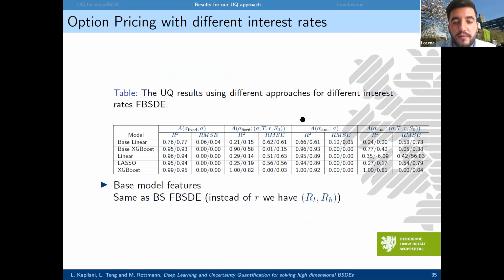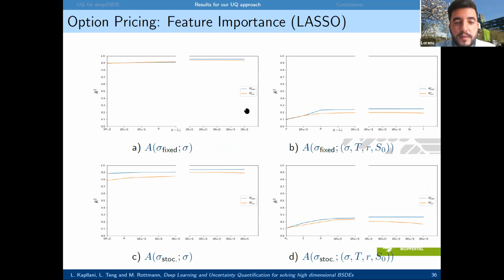And in this table, I have shown again the same thing by considering the baseline models and also these other models that have the gradient information. And as you can see, the results here are very good, even in this case where we don't have the exact solution.